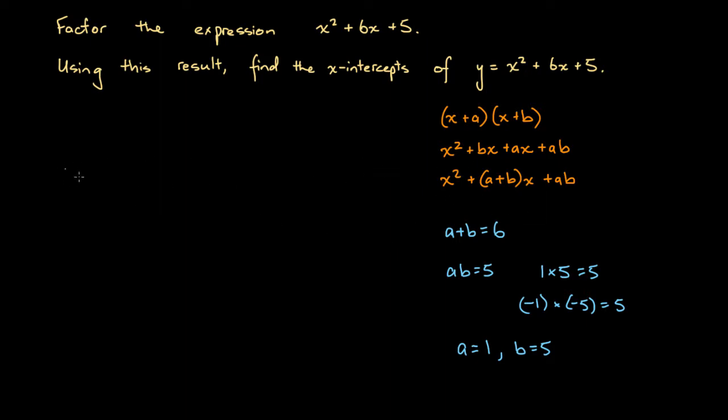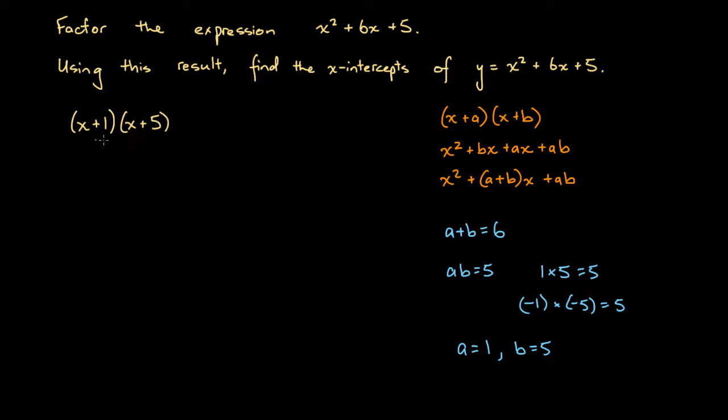In other words, what this is saying is that if we were to write x plus 1, so there's x plus a, where a is equal to 1, and then x plus 5, so x plus b, where b is equal to 5.